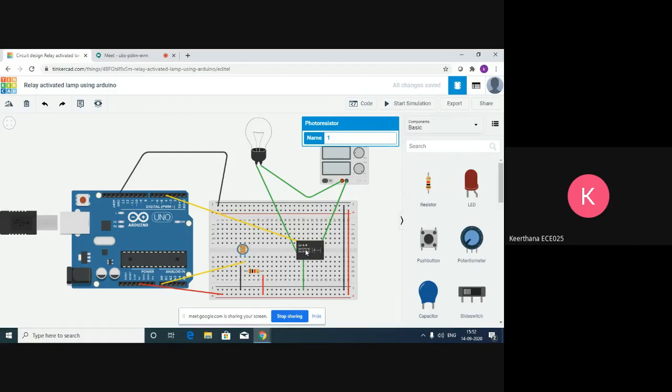I have used this relay to compensate the voltage between my lamp and the Arduino, because my Arduino operates under 5 volt. Usually we all know that a lamp needs 120 volts to operate, but this relay is used to match this voltage. I have used the A0 pin as an input from this LDR, and my output is pin 4 to this relay, and I have used this power supply. Let me simulate my code.